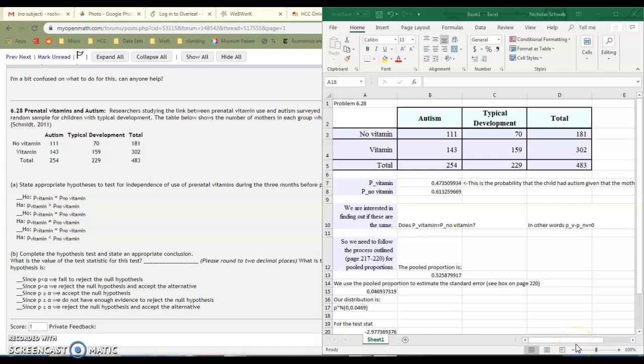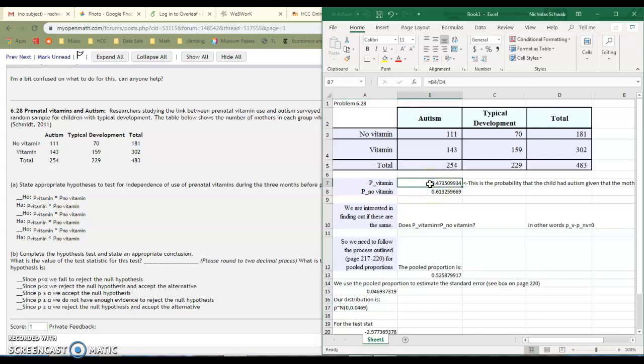So this is problem 6.28 from homework 6. Here we are testing two different proportions. We have the proportion of mothers who took prenatal vitamins whose kids have autism, right? So that's this number here. And the way that I found that number is I just click on it.